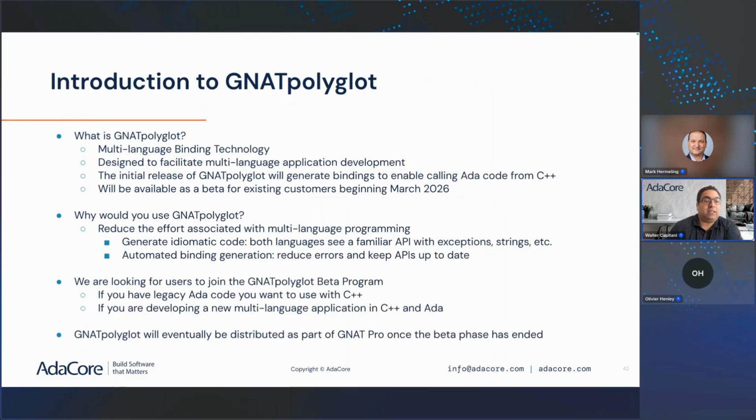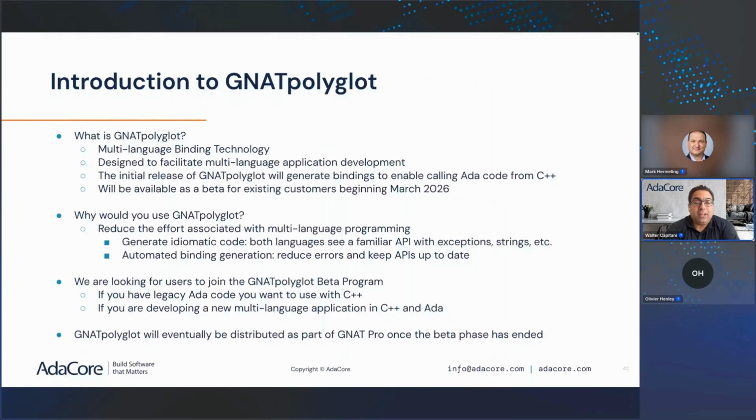Last but not least, I'd like to talk about an introduction to GNAT Polyglot. GNAT Polyglot is a multi-language binding technology that we've released as a beta this year. It's designed to facilitate multi-language application development by automated generation of bindings to call Ada code from C++. So if you are an existing customer and you'd like to try this out, you can register for a beta via GNAT Tracker. The basic benefits of GNAT Polyglot are to reduce the effort associated with multi-language programming.